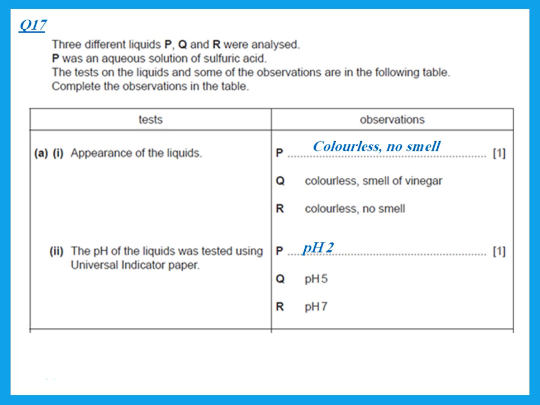What about R? He's telling me R is something that is colorless with pH 7. What do we know that's colorless with pH 7? It could be a salt or it could be water.